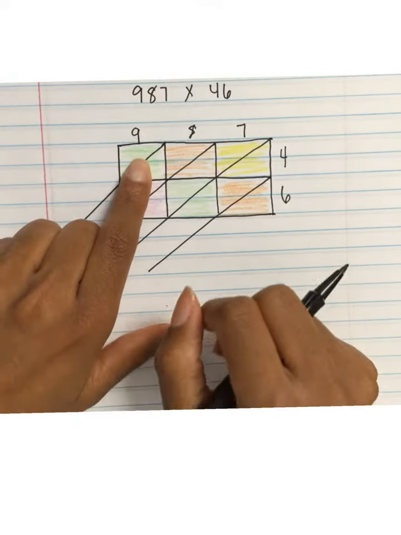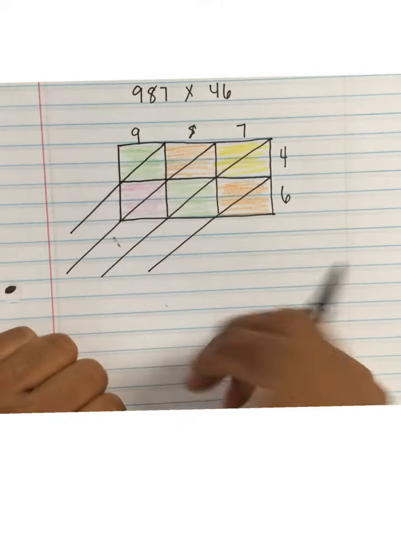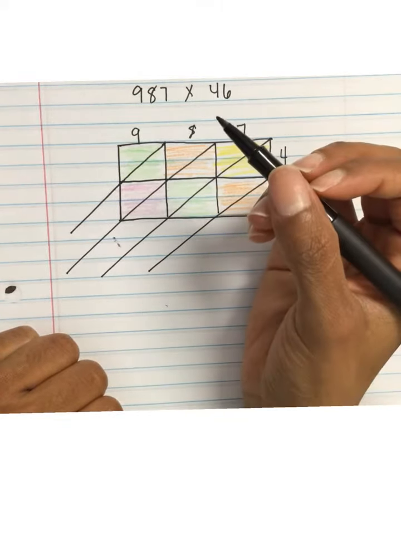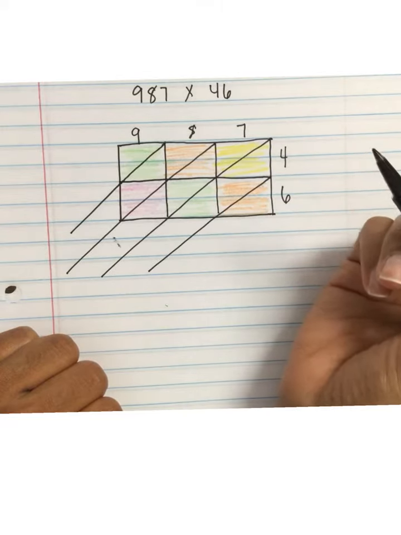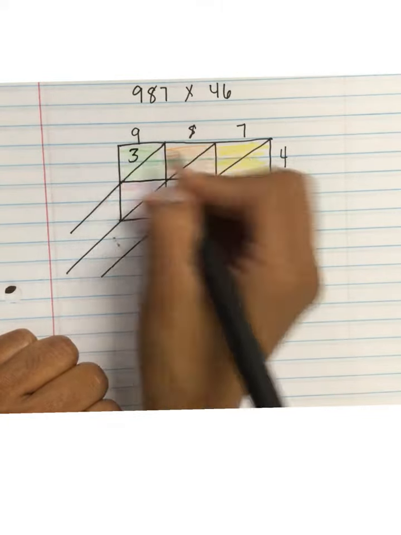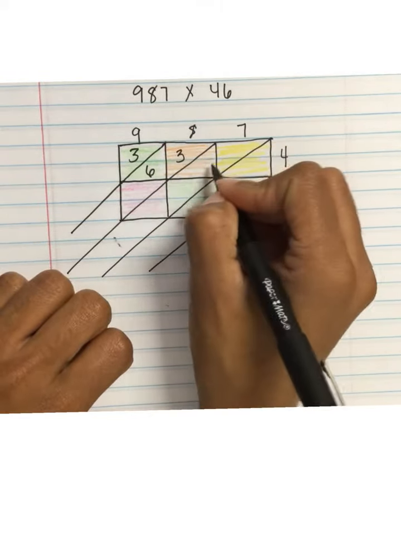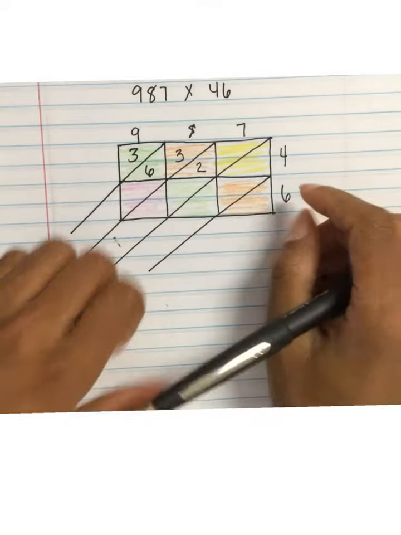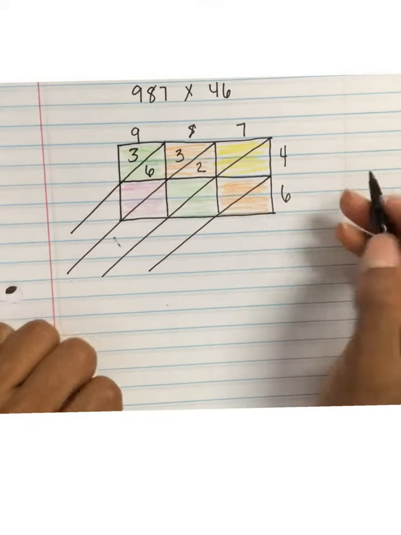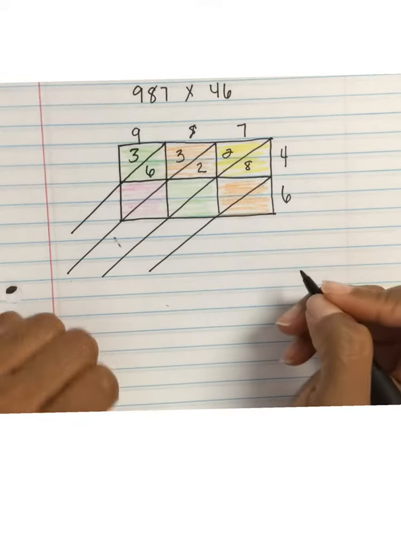So when we do this first green box, 9 times 4 is 36. So because I have a number in the tens place value, the 3, and a number in the ones place value, I'm going to separate it. Tens place value on top, ones place value at the bottom, 36. 8 times 4 is 32. 3 on top, 2 on the bottom. 7 times 4 is 28. 2 on top, 8 on the bottom.